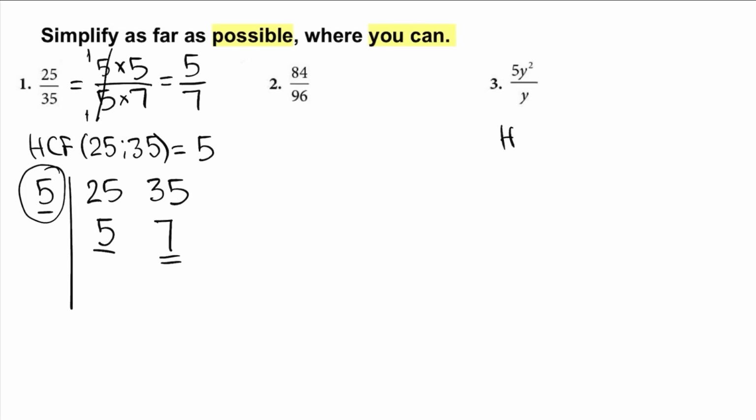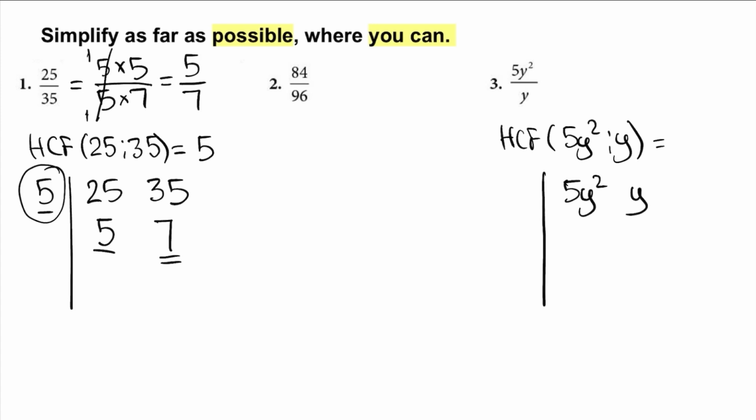In question number 3, we need to write the highest common factor of 5y squared and y. We don't have any common number except 1. 1 we don't write. But we have a common letter, y squared and y. They are both divisible by y. Y squared divided by y is y. Y divided by y is 1. So the highest common factor of 5y squared and y is y.